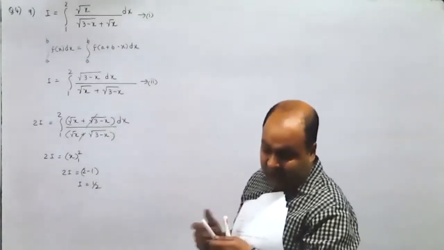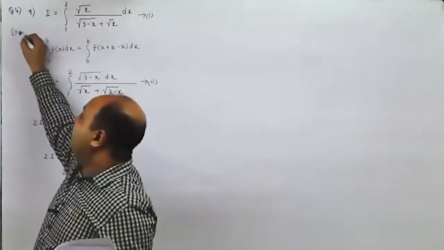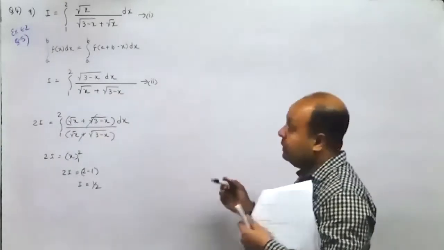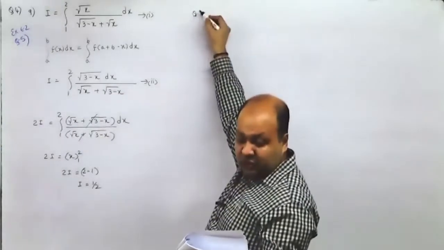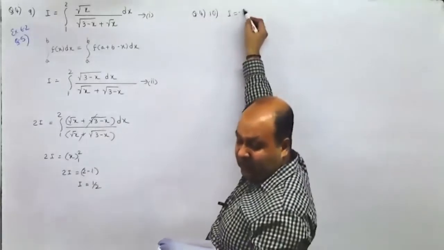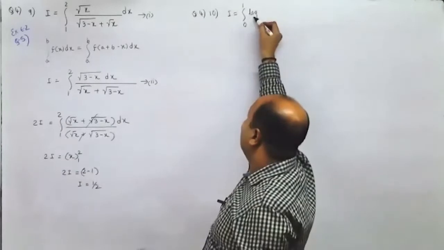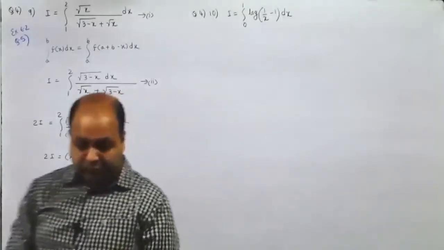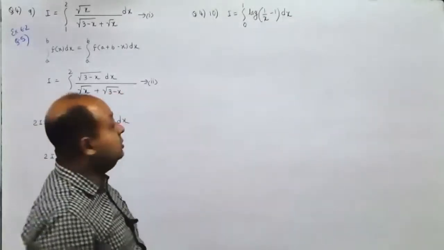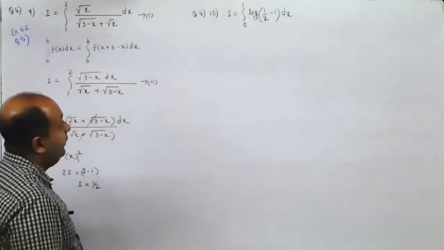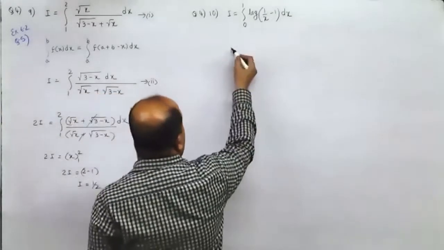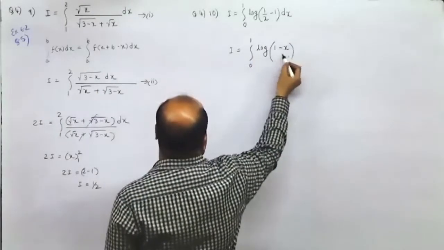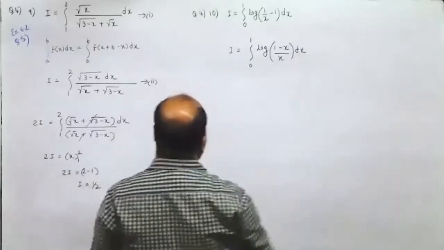This is same as exercise 6.2, question number 5. Next one, question number 4, the 10th part would be I equal to integral 0 to 1 of log of 1 by x minus 1 dx. Now here, I can write this as integral 0 to 1 of log of (1 minus x) upon x dx.